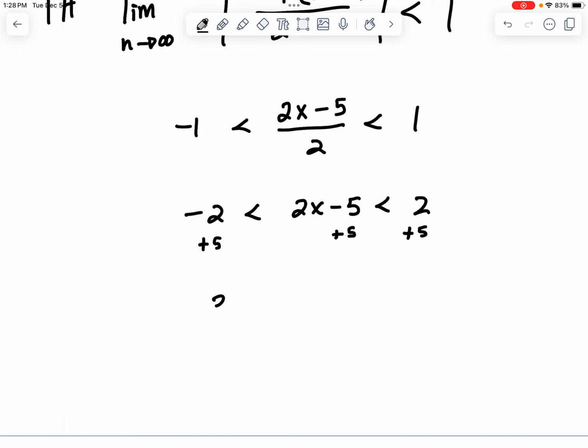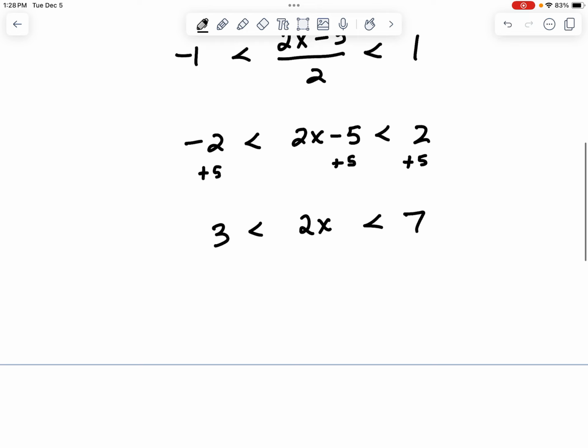So 5 minus 2 is 3. And then this would be 2x. And this would be 7. And then divide by 2. So this will be 3 halves, or a 1.5. And then this will be 7 halves.